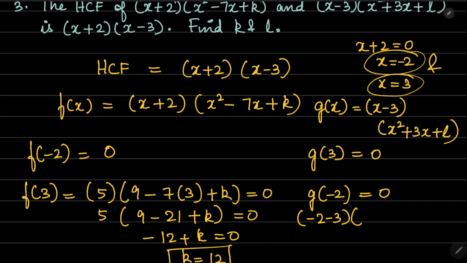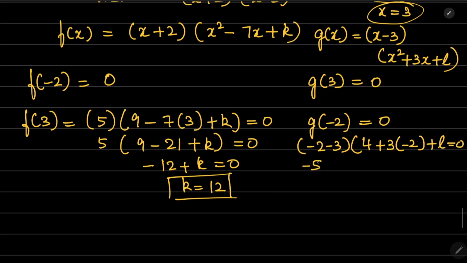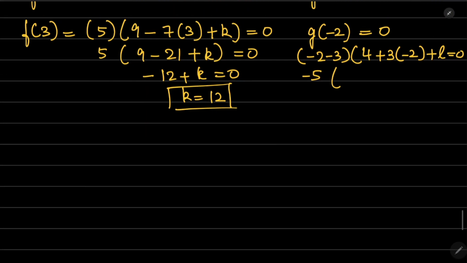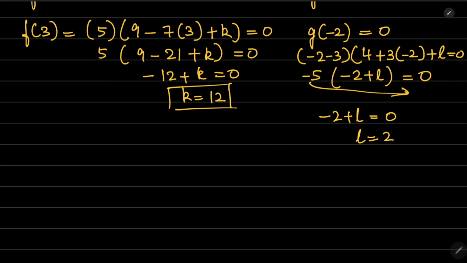Okay. So 4, and then plus 3 multiplied by minus 2, plus L equal to 0. So what is it? Minus 5 multiplied by 4 minus 6, it's minus 2, plus L equal to 0. So minus 5 will go to the other end. So minus 2 plus L equal to 0 and L equal to 2. Okay. So what are the values? The required answer is k equal to 12 and L equal to 2. This is your final answer.